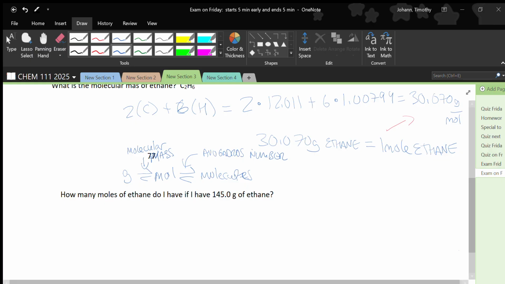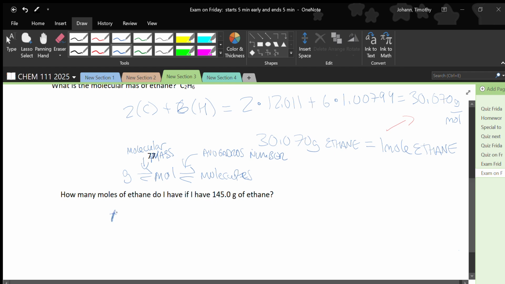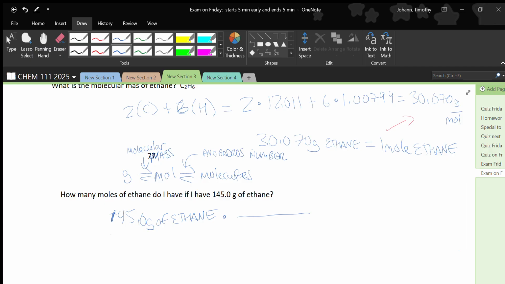So what's my given in this problem? What am I going to start with? Yes, exactly. I've got 145.0 grams. I'm going to just write of ethane. You don't have to do that yet. Okay, so 145 grams of ethane. What is my conversion factor? I'm going from grams to moles, right? What's my conversion factor? It's molar mass, right? Which we calculated right here.